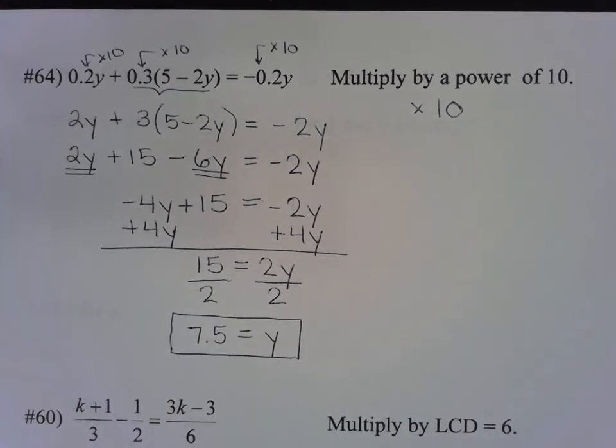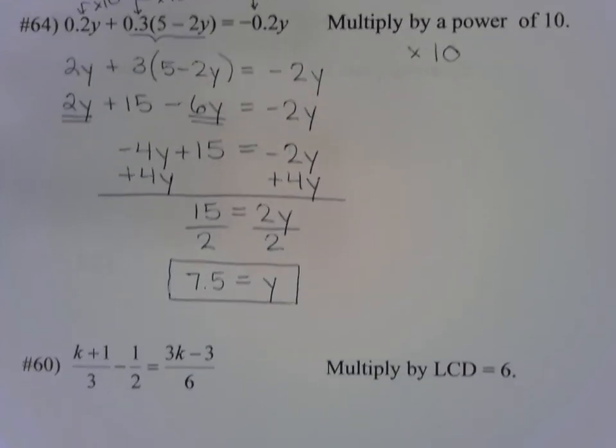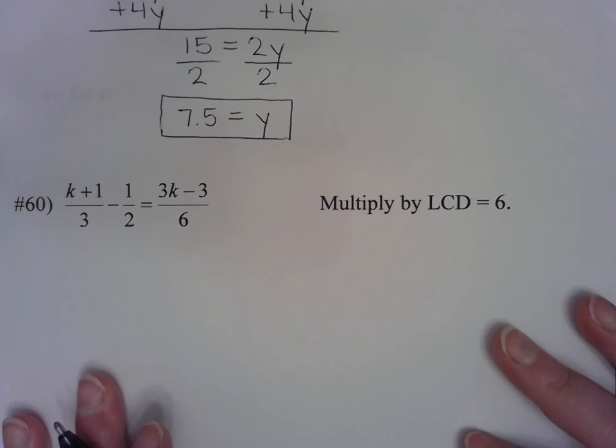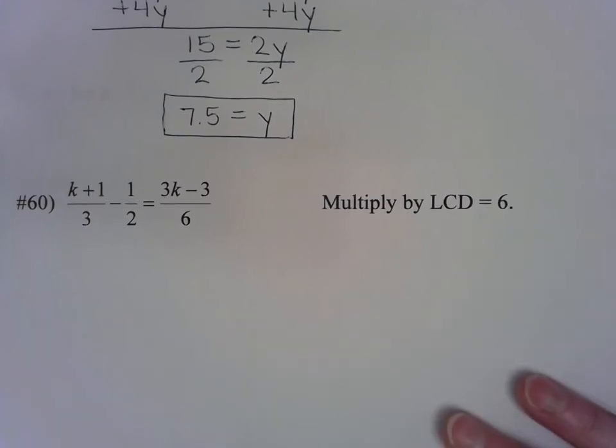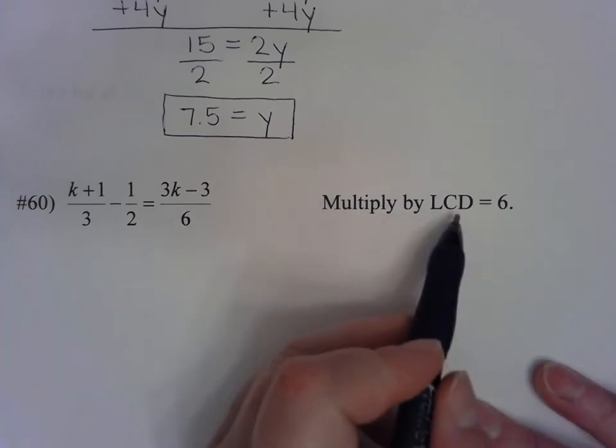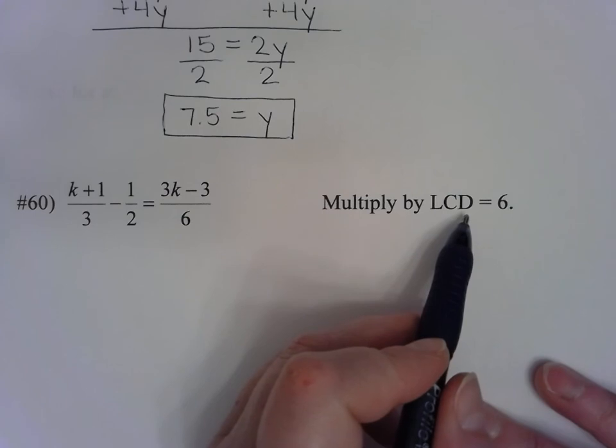All right, so that's one strategy for decimals if that's something you're interested in. This next problem has some fractions in it. One way to deal with fractions, it's the same kind of idea, to wipe out the fractions so that you can work with whole numbers, would be to multiply by the least common denominator.